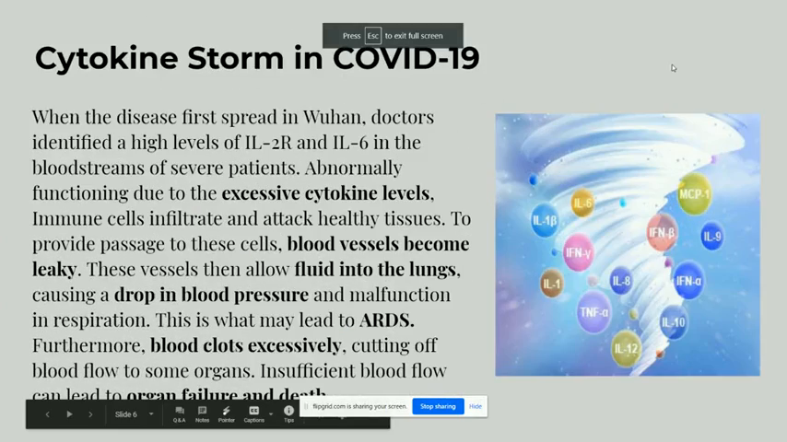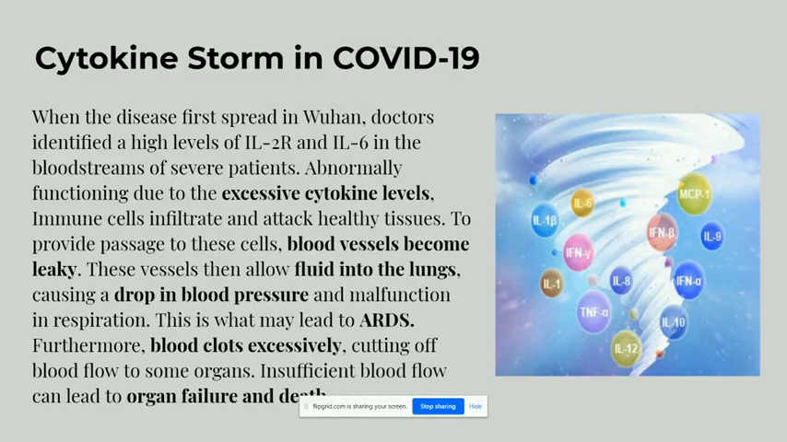Doctors in Wuhan first realized that severe patients may be experiencing cytokine storms when they identified high levels of interleukin 2R and 6 in the bloodstreams of severe patients. These are basically two important cytokines. These abnormal cytokine levels caused immune cells to infiltrate and attack healthy tissues. And in order to provide passage to these immune cells, the vasodilating blood vessels became expanded even more and became leaky.